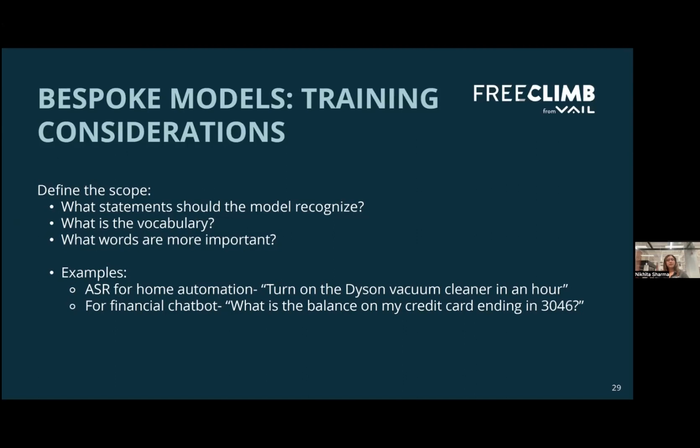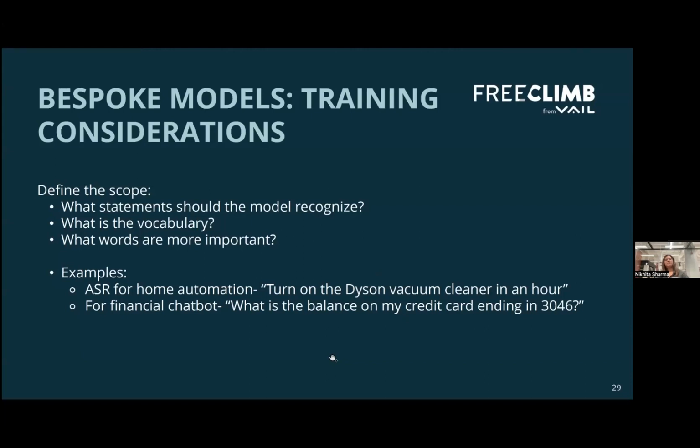Here are some examples. For home automation, like I mentioned earlier, there might be product names that are essential to be recognized. Like "turn on the Dyson vacuum cleaner in an hour". If your model does not recognize Dyson in this case, that might be a problem. Somebody might have multiple vacuum cleaners, and they want to turn on a specific one. So it's important to get these keywords right.